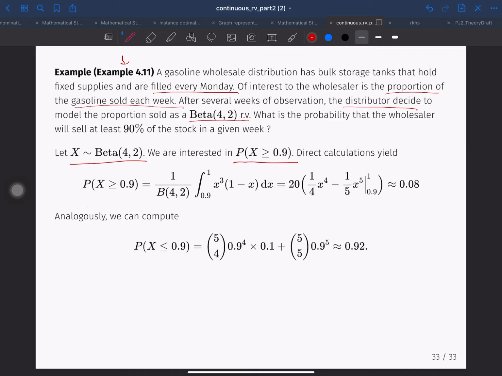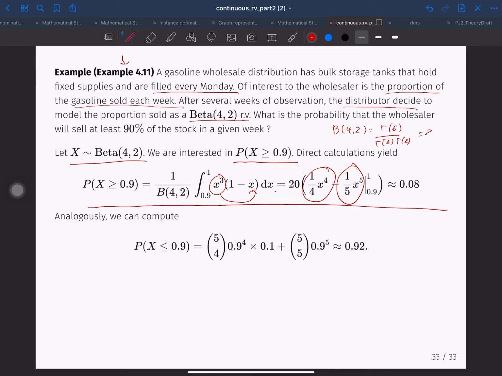And so this is just a simple calculation using a beta random variable. This integral is easy because the integration of x to the power 3 is x to the 4 over 4, and x to the power 4 is x to the 5 over 5. And B(4, 2) is gamma 6 divided by gamma 4 times gamma 2, which is 20. So you have 20 here. And so the answer is 0.08.